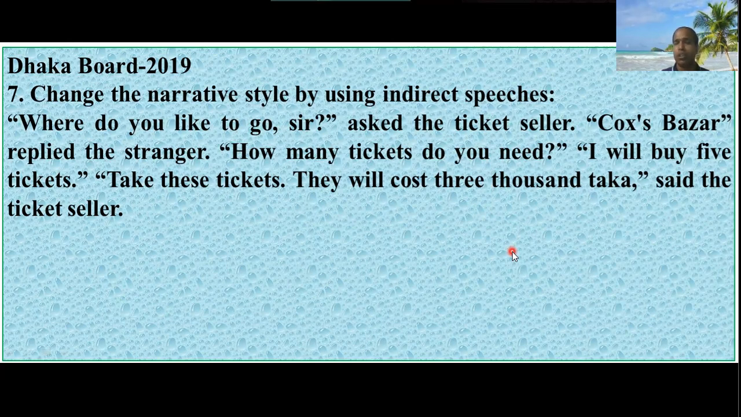Dear students, how to change direct to indirect. First of all, you have to find out the speaker and the listener of the passage. Who is the speaker? Who is the listener? You have to follow the rules of person, the rules of tense, and the rules of passage narration.